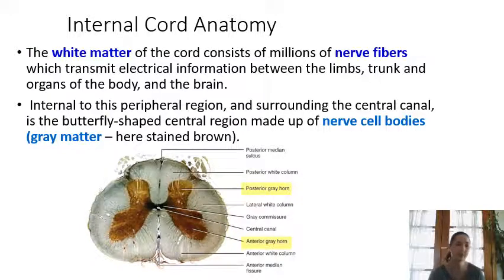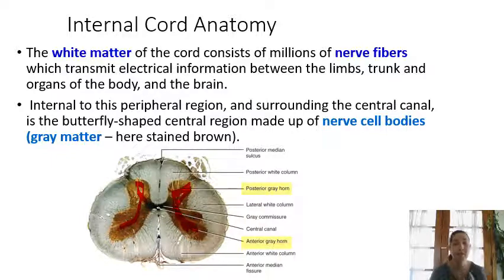Okay, so if we look at a cross section of the spinal cord here, so here's an actual cord, we can see the white matter and the gray matter. White matter is associated towards the outside, and then we've got this butterfly looking structure on the inside. So we've got these little wings of gray matter on the inside, and the wings of gray matter are referred to as horns. So we've got posterior horns and anterior horns of the gray matter.